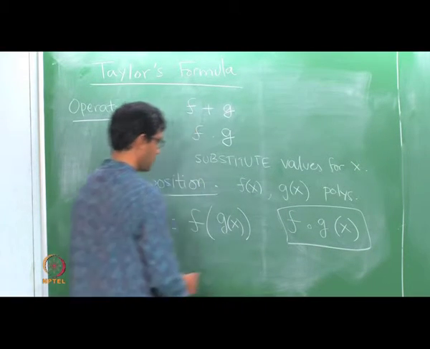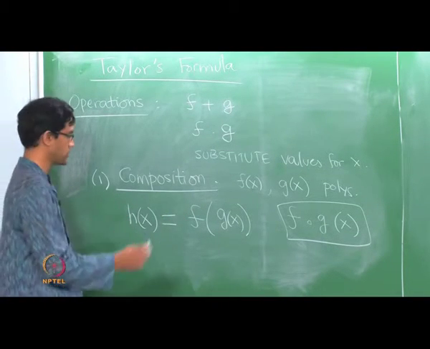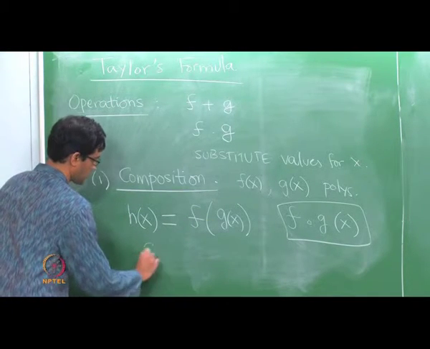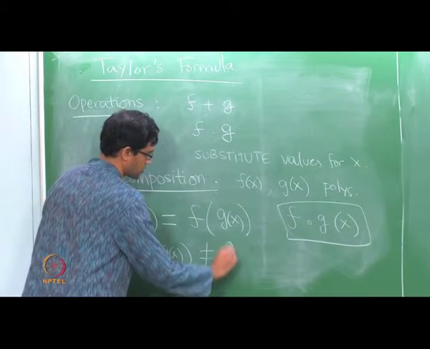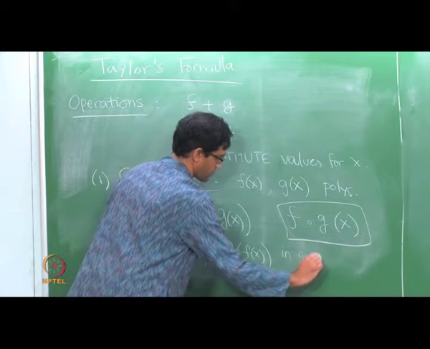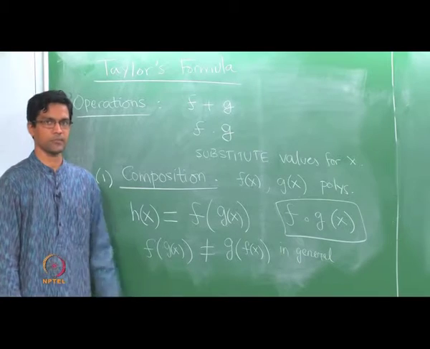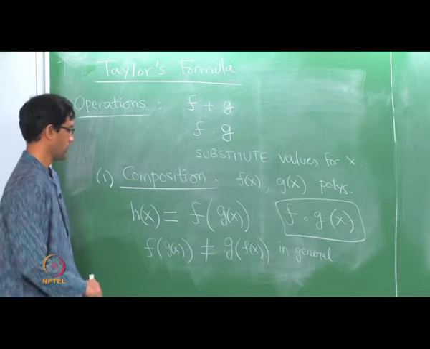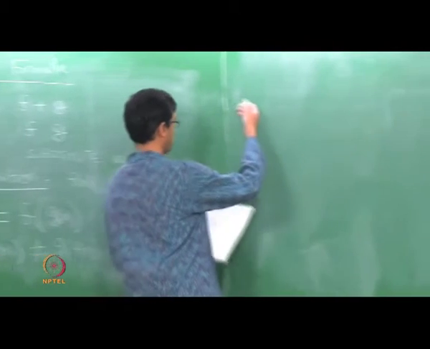And a key thing to note is that composition very much depends on the order in which it is performed. So f of g of x need not be the same as g of f of x in general, which means, I mean, they could be equal in some special cases, but for arbitrary f and g it will not be the case that they are equal. Okay, so let's just do an example of composition just to get a feel for its basic properties.